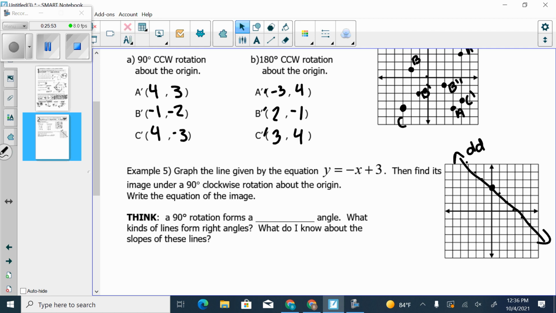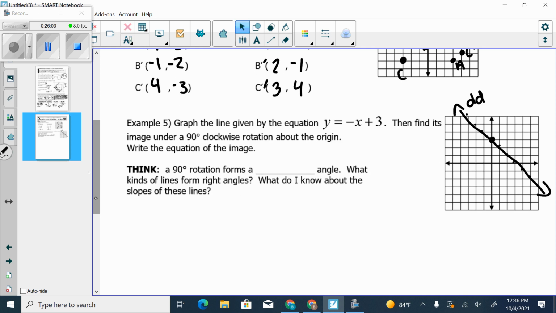Okay, it says then find its image under a 90-degree clockwise rotation about the origin, right? The equation of its image. Okay, so a couple things we need to keep in mind. It says think. A 90-degree rotation forms a what kind of angle? A right angle, right? A 90-degree or a right angle, very good. What kind of lines form right angles? Perpendicular, good. So we know we're going to need perpendicular lines.